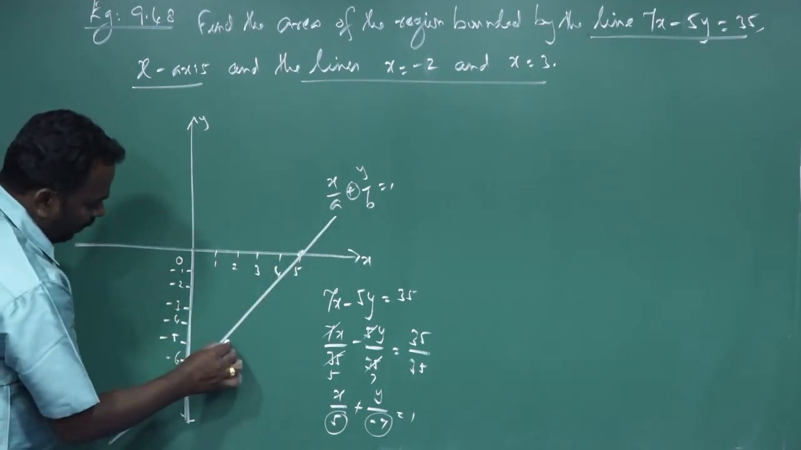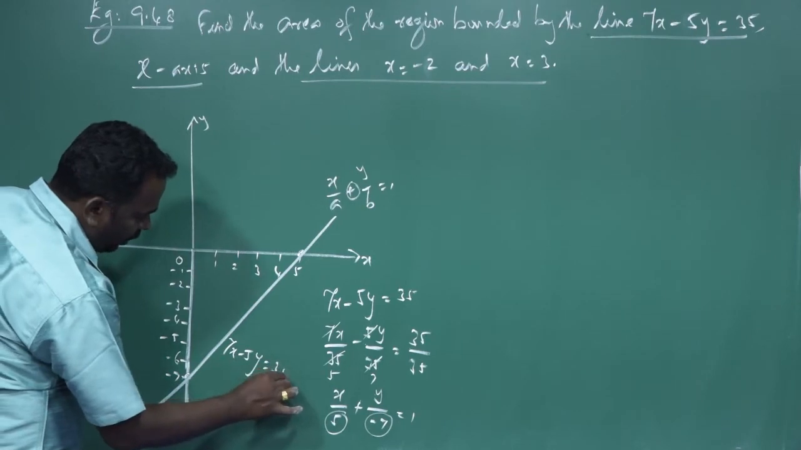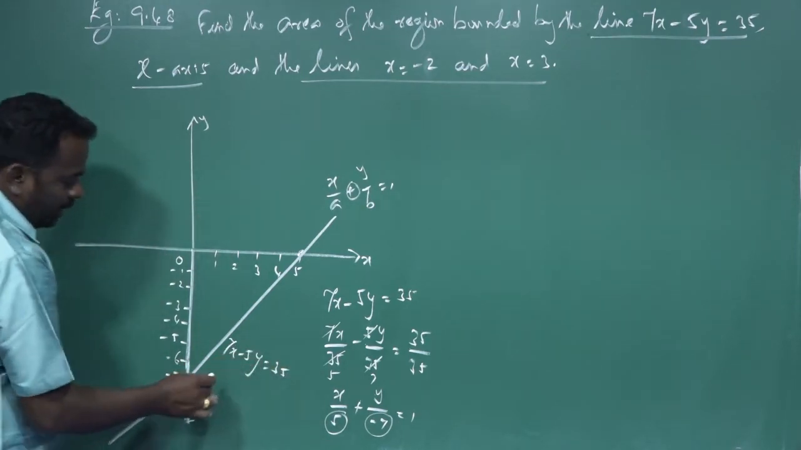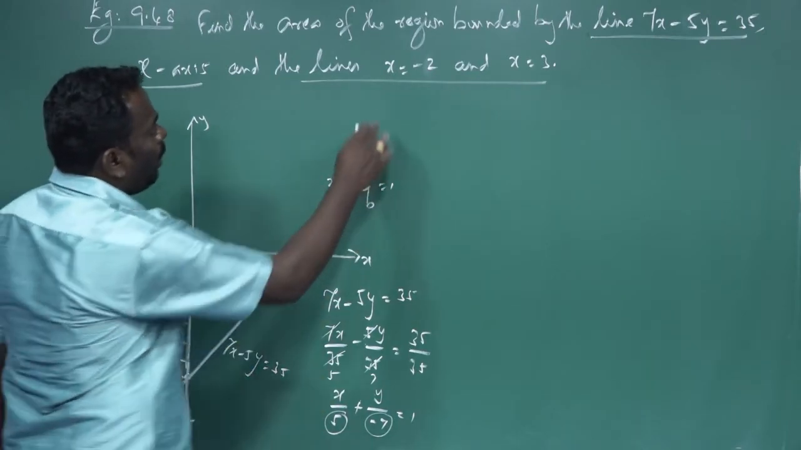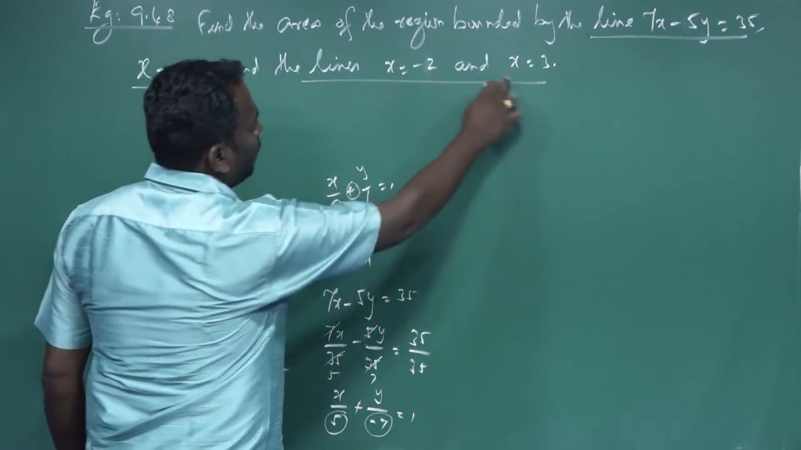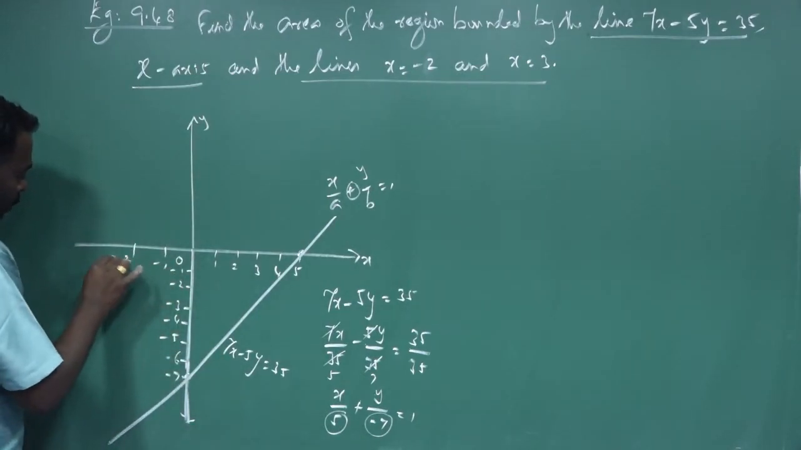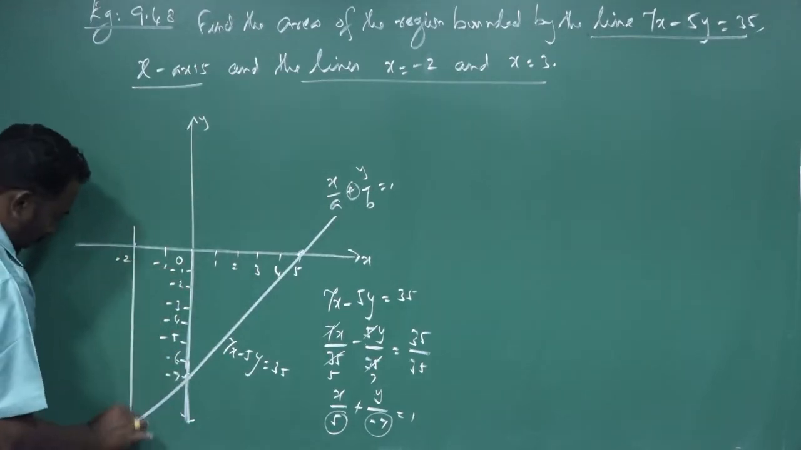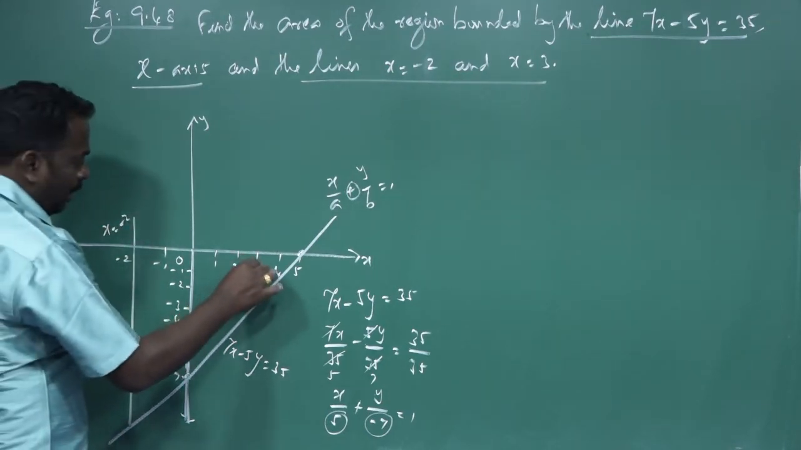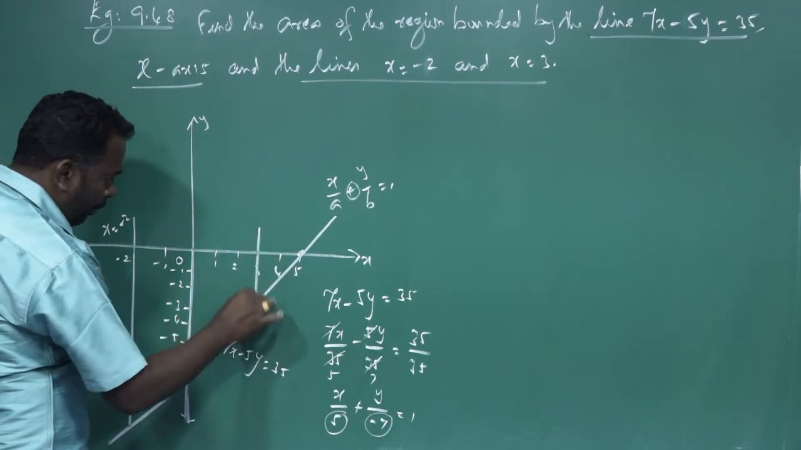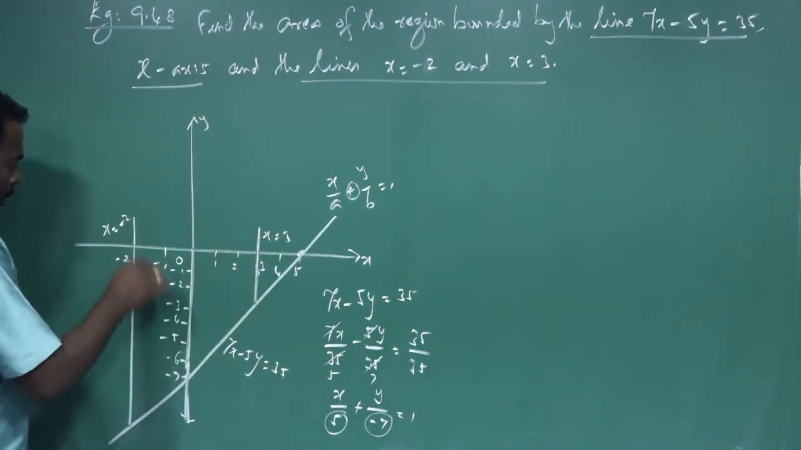This straight line is defined by 7x minus 5y equal to 35. Now come to the boundary lines x equal to minus 2 and x equal to plus 3. One boundary is x equal to minus 2, and the other boundary is x equal to 3. Now these are the boundaries.